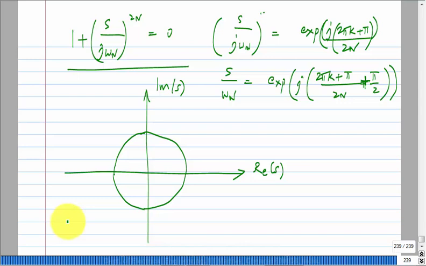So you start with k equal to 0. For k equal to 0, where do you get the root? Here, right? Somewhere. Let me imagine that n is 4 or something. Then the next one will be there, there, there. Okay. So this is for n equals 4.